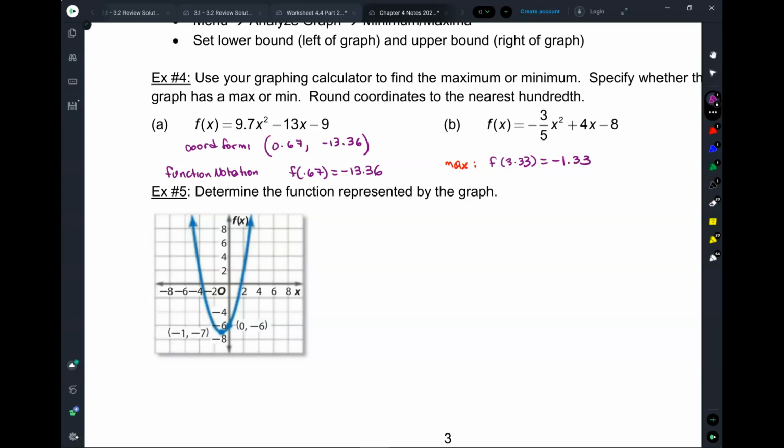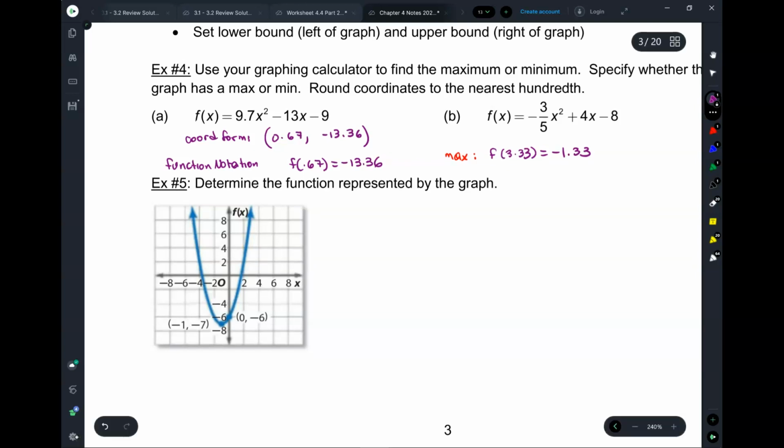This A and B, yeah, but not necessarily. From this section, everything other than this can be no calculator. The only thing that would be calculator only is this one. Okay, let's do this one. Determine the function represented by the graph.